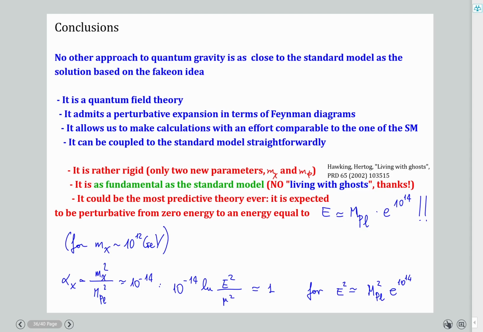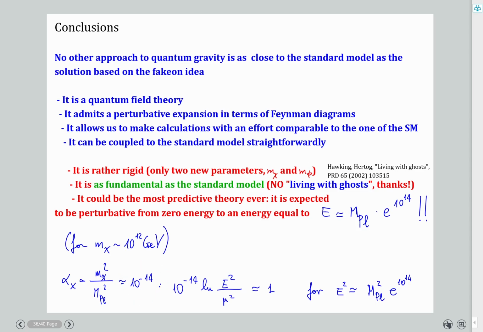And the last comment is that this theory can be predictive up to a fantastic energy, because just think that the fine structure constant of this theory is, as I showed in the calculations of the gamma, the width before, the ratio between the Fakeon mass and the Planck mass. So suppose that the Fakeon mass is 10 to the 12 GeV, much lower than the Planck mass. Then this ratio is 10 to the minus 14.